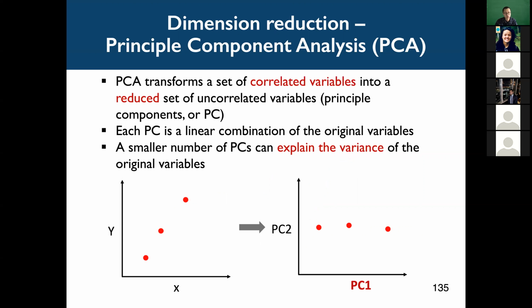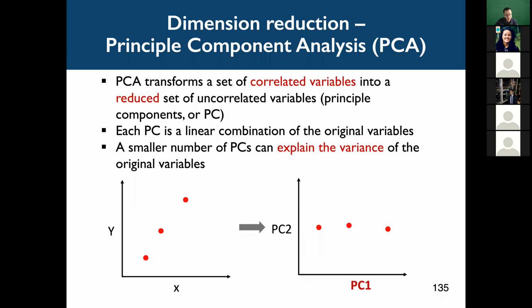One example is principal component analysis. What is PCA? PCA transforms a set of correlated variables into a reduced set of uncorrelated variables. These uncorrelated variables are principal components. Each principal component is a linear combination of the original variables. In this way, we can have a smaller number of PCs, or principal components, that can explain the variance of the original variables.